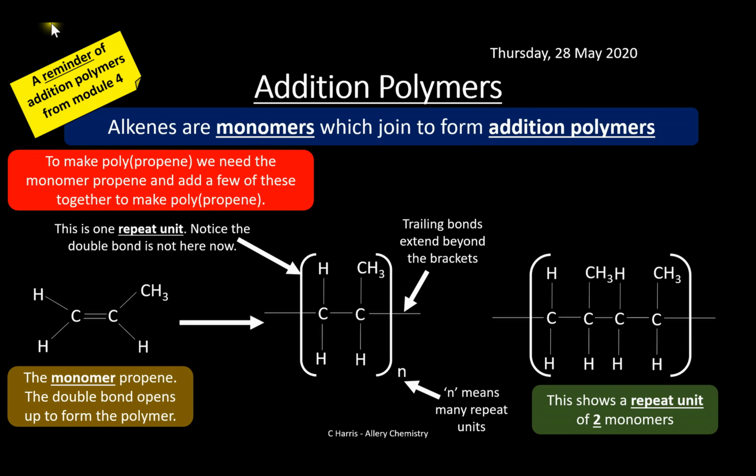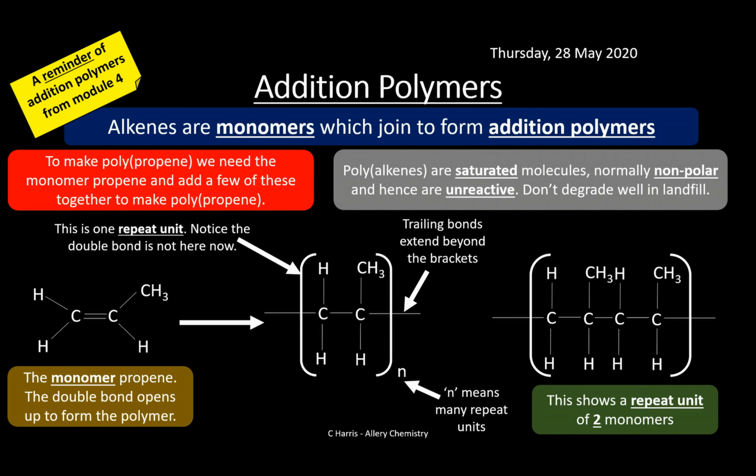And you can see there that we have this repeating pattern here. So we have this CH3, CH3, and we can keep on repeating that. And that's how you obviously find out what your monomer units are. So polyalkenes are saturated molecules. They're normally non-polar, not great for decomposition because they don't react with anything.